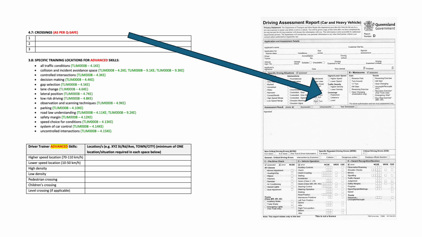If we stay on the left side of the page down the bottom, what we're looking for here is for you to think about some locations that you could go to with your students for a high-speed location, a low-speed location, high density, meaning really busy areas, low density, which is less busy, a pedestrian crossing, a children's crossing, and level crossing if applicable.